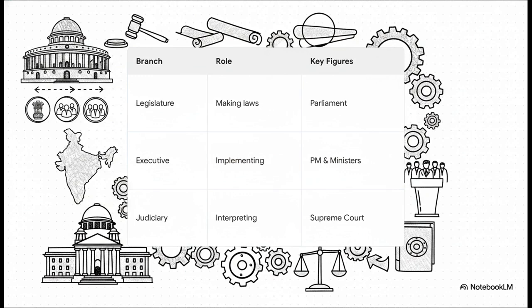First, you have the legislature, or parliament. Their job is making the laws. Second is the executive branch. Their job is implementing those laws. The president is the constitutional head, but the real day-to-day executive muscle is flexed by the prime minister and the council of ministers. And finally, the judiciary. Their role is interpreting the laws and ensuring justice is actually served.